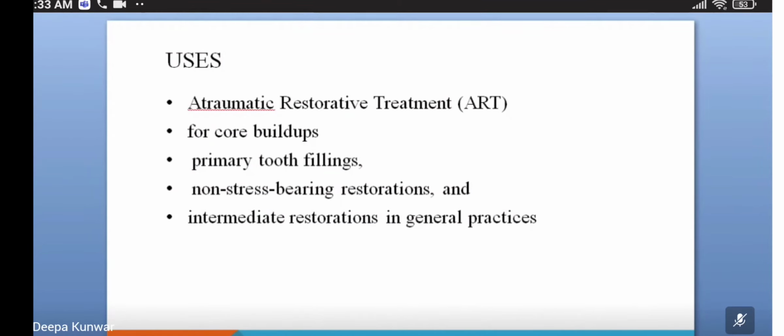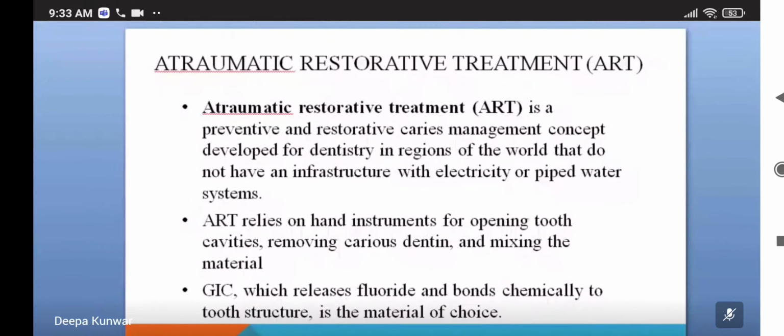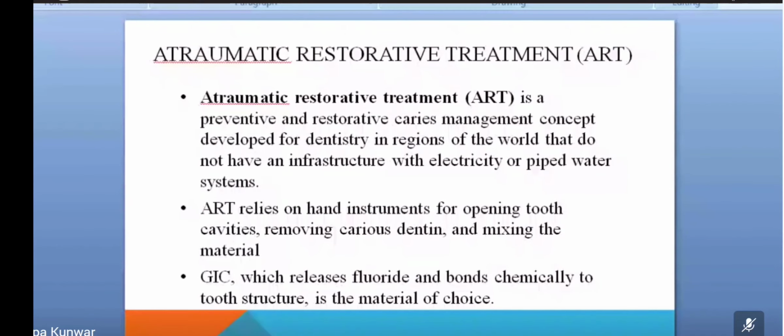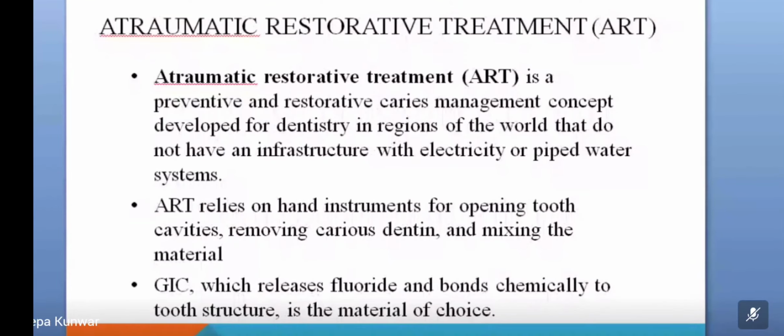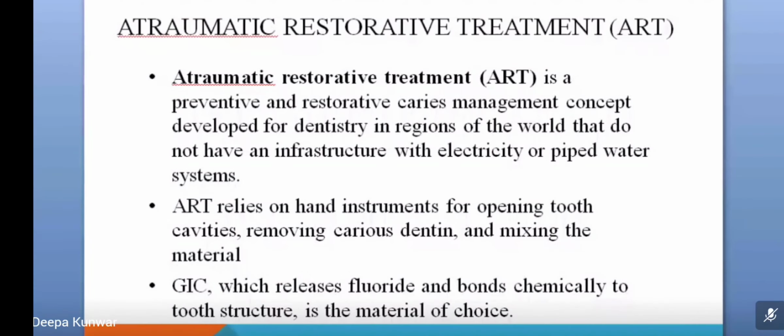and non-stress intermediate restoration in general practice. Atraumatic restorative technique is the preventive and restorative caries management concept developed for dentistry in regions of the world that do not have an infrastructure with electricity or piped water. It is normal in our context. It is normally done when we organize a camp and we need to do restorations in those areas, where we cannot carry chairs.